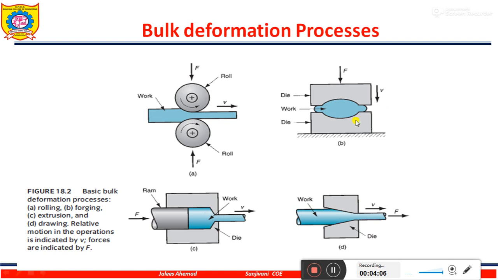Bulk deformation processes. This is a rolling operation. Material enters from this side. These are the rollers, rolling in opposite directions. This is the entry, input, and this is the output. There is a total overall reduction in the cross section of the material. The thickness was this much, now it is reduced to this much.